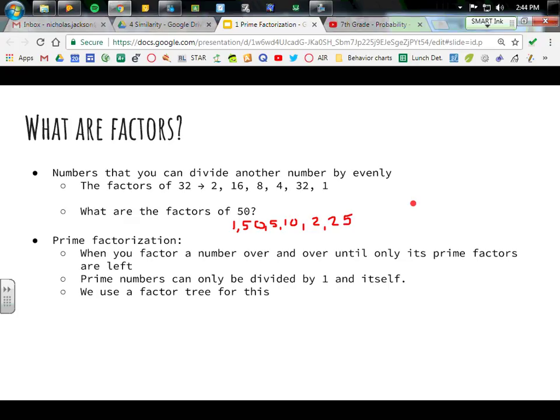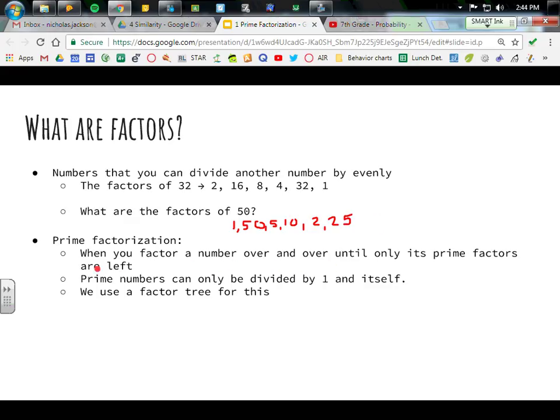All right, so what is prime factorization then? Prime factorization is when you factor a number over and over until only its prime factors are left. Prime numbers can only be divided by 1 and itself. So some common prime numbers: 1, 2, 3, 5, 7, 11. These are all numbers that cannot be divided by anything else.